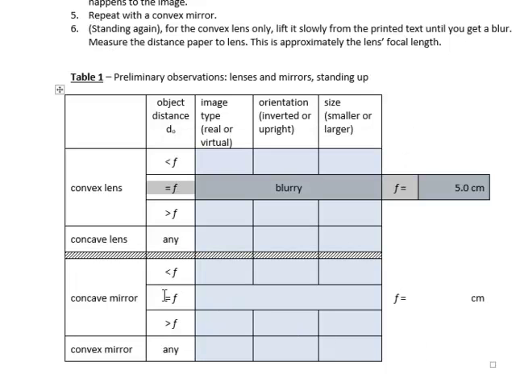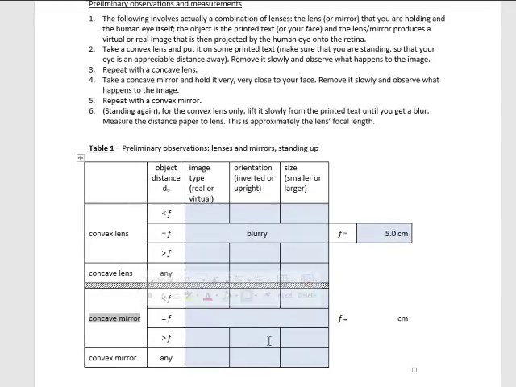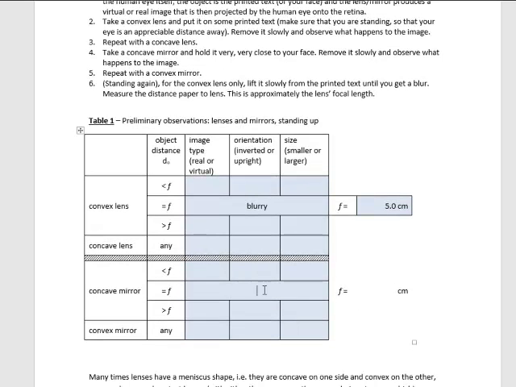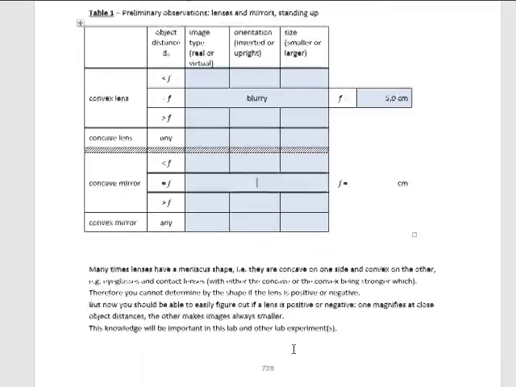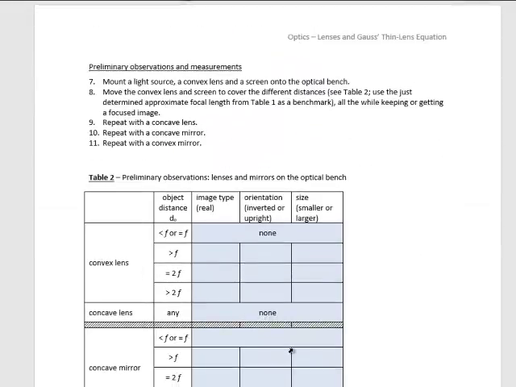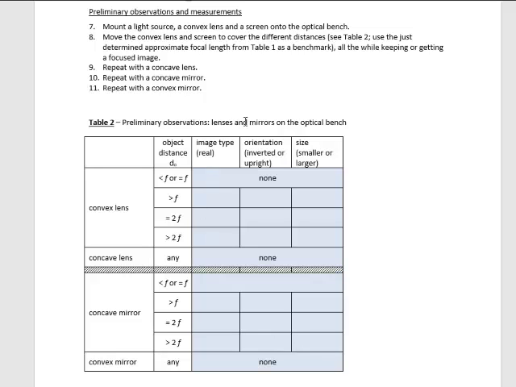For the concave mirror, on the other hand, notice that the convex lens and the concave mirror are kind of similar as far as the data are concerned. Here, I don't know off the top of my head what I'm going to give you. There should be the word blurry here as well, at just the right distance for the concave mirror. These are observations you have to do on your own. These preliminary observations, I will try to do them on the optical bench. We'll see.